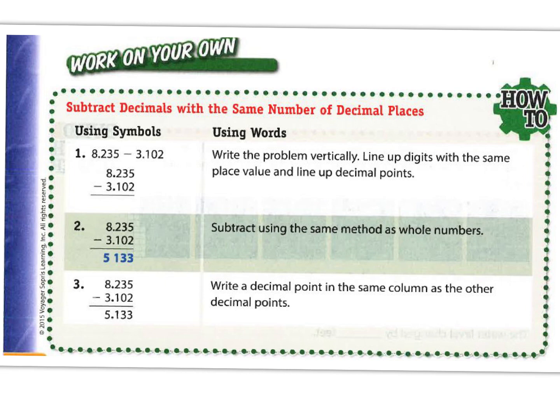All right, this says subtract decimals with the same number of decimal places. Here it is horizontal, and then you have to write the problem vertically. Line up the digits with the same place value and line up the decimal points. Then subtract using the same method as whole numbers. So you start all the way to the right. Then write a decimal point in the same column as the other decimal points. So the decimal just follows straight down.